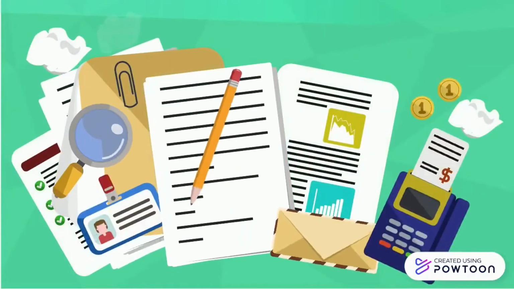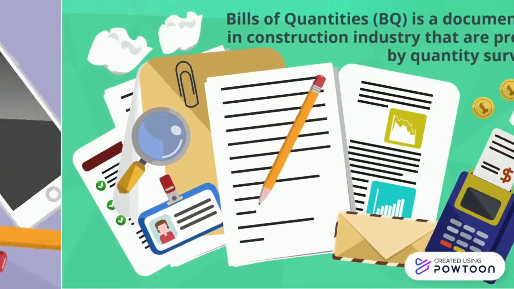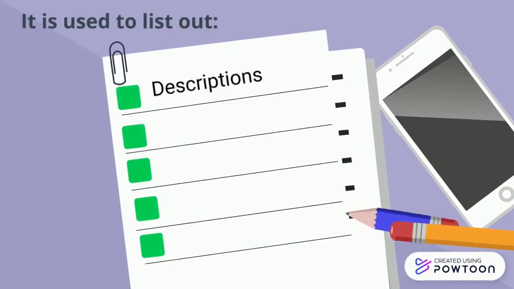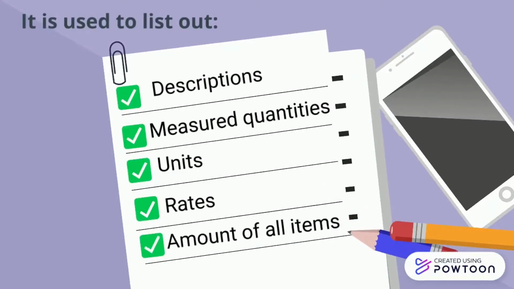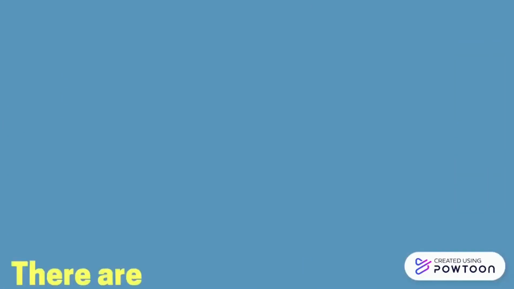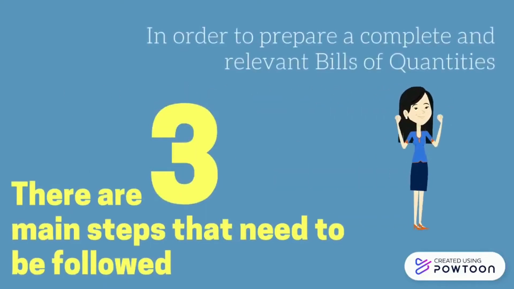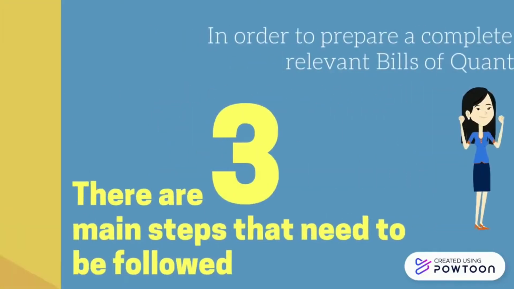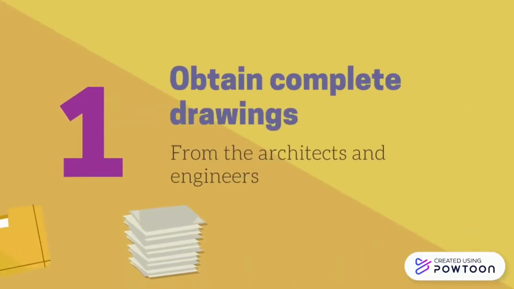Bills of quantities is prepared by quantity surveyors to be used in a construction project. It is used to list out descriptions, measured quantities, units, rates, amount of all items for all the elements involved. There are three main steps that need to be followed in order to produce a complete and relevant bills of quantities. First, obtain complete drawings from the architects and engineers.